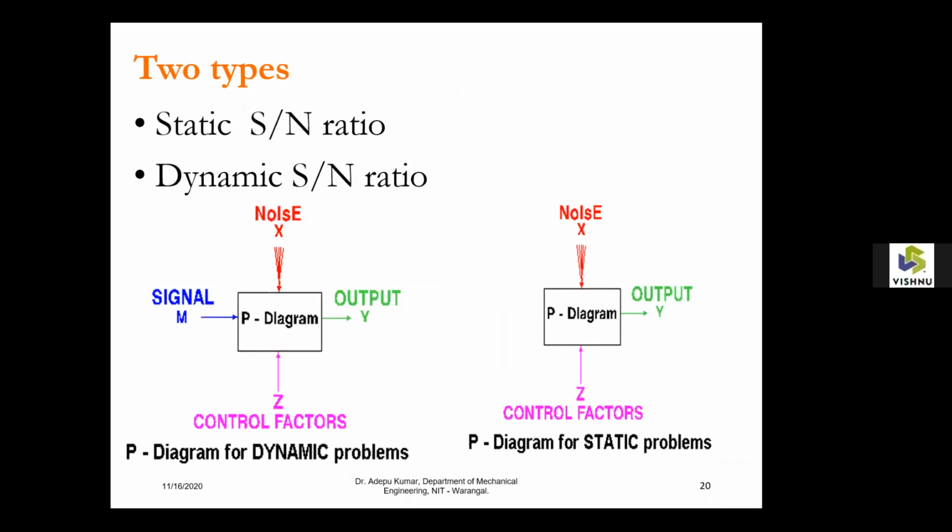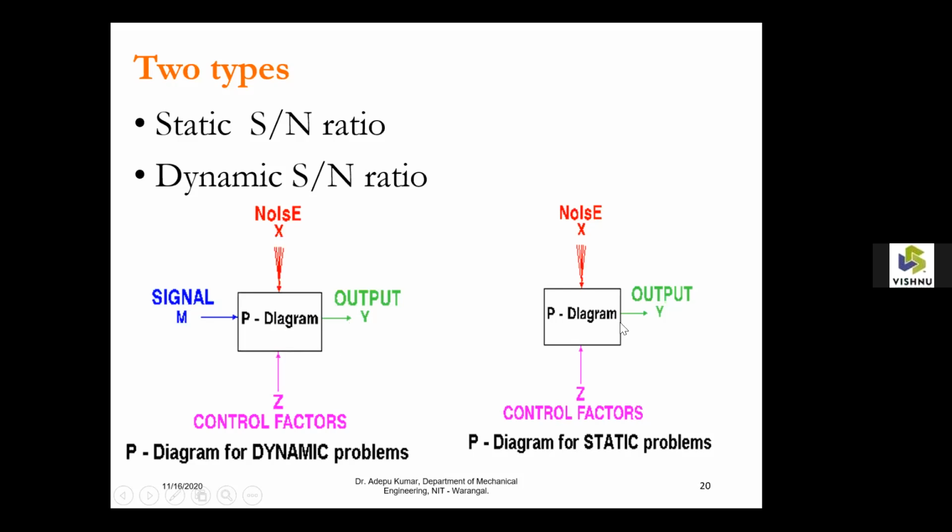So what is signal to noise ratio? Earlier slide, I showed the P diagram. It's a product, process, and system. The signal factors, control factors, noise factor. Now you should understand signal factor is decided by the user or customer, whereas control factors are decided by the manufacturer. So noise factors, anyway, are involved in the process, and you are getting output.